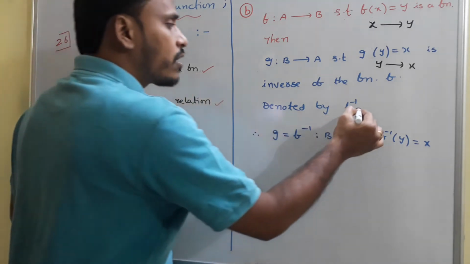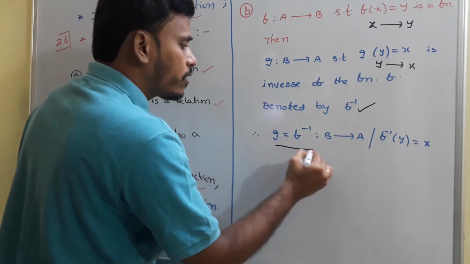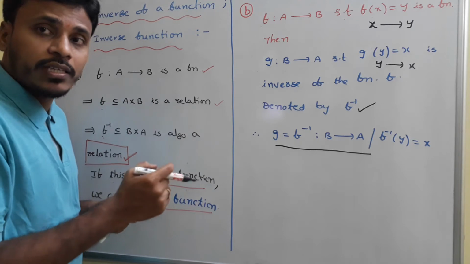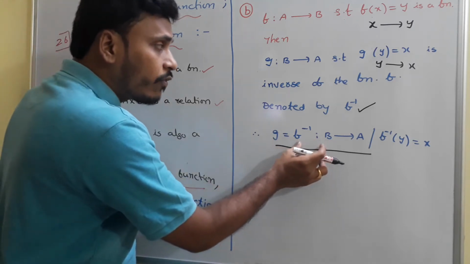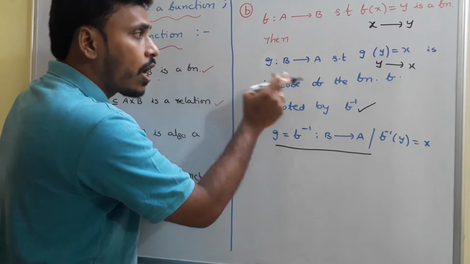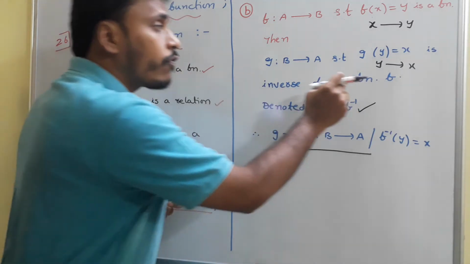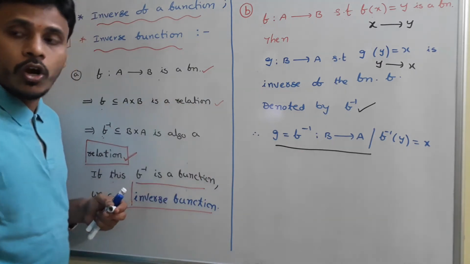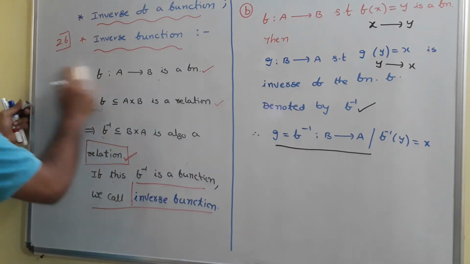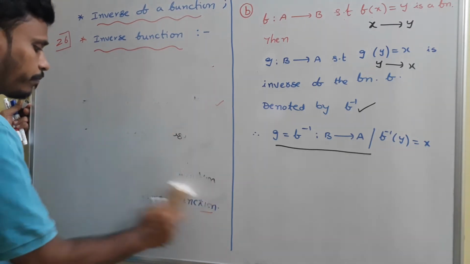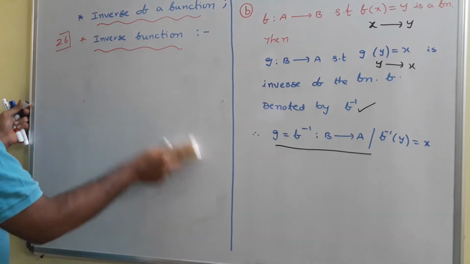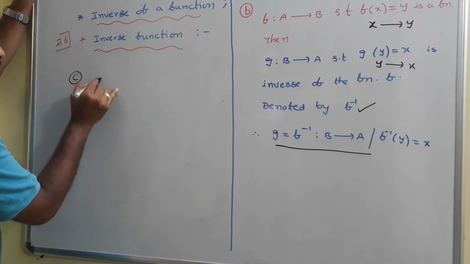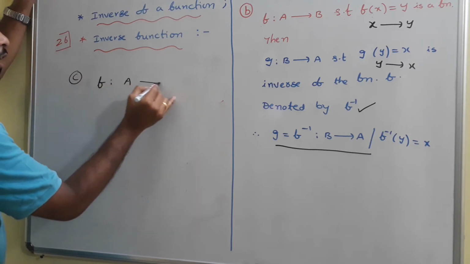That inverse is generally denoted by f inverse, and that's why g equals f inverse, which is from B to A, such that f inverse of y equals x. This g, or f inverse, is the inverse of the function. I don't know whether that f inverse is a function or not. That's the other part we need to check. So with that I will give you the next sub-point c. Just look there. Usually I will write it in such a way. c: f is a function from A to B.